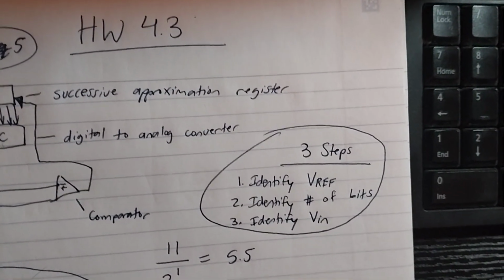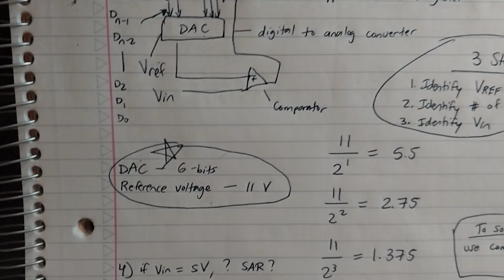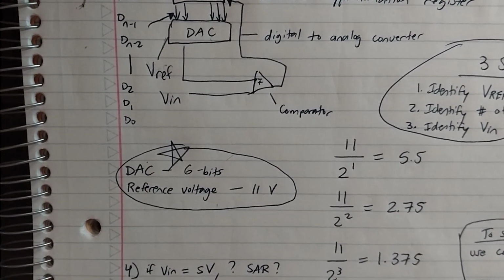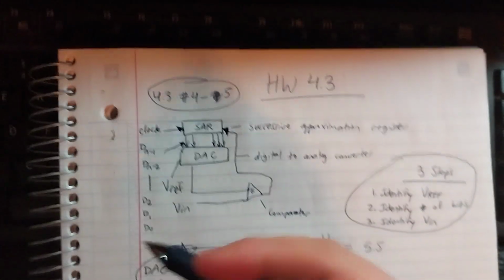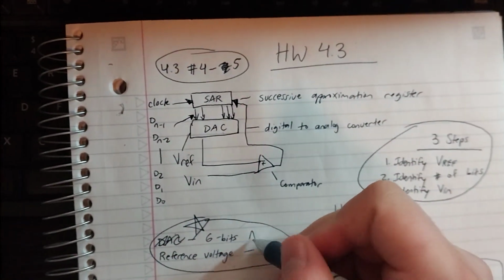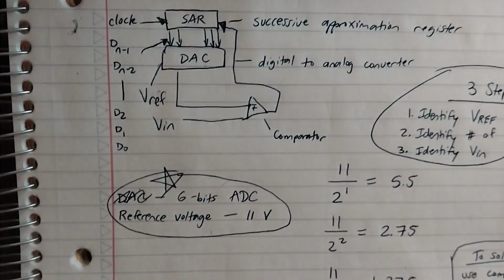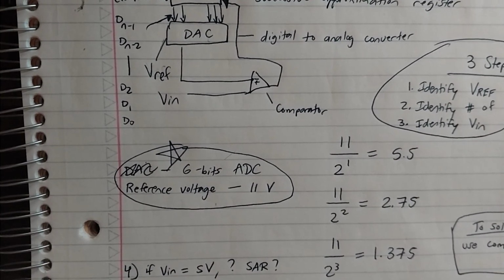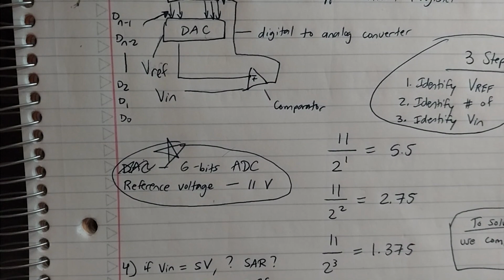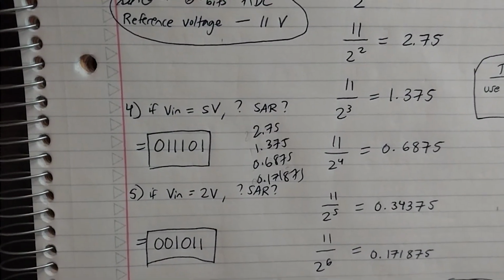What is our reference voltage, how many bits do we have, and what is our input voltage? In this case, for this problem, we are told that we're using a 6-bit analog to digital converter. I actually wrote that wrong. Analog to digital converter, there we go. The analog to digital converter is inside the SAR, and then it gets fed into a DAC. There we go. So we have a 6-bit analog to digital converter. We have a reference voltage of 11 volts, and our Vn for 4 is going to be 5 volts, our Vn for 5 is 2 volts.